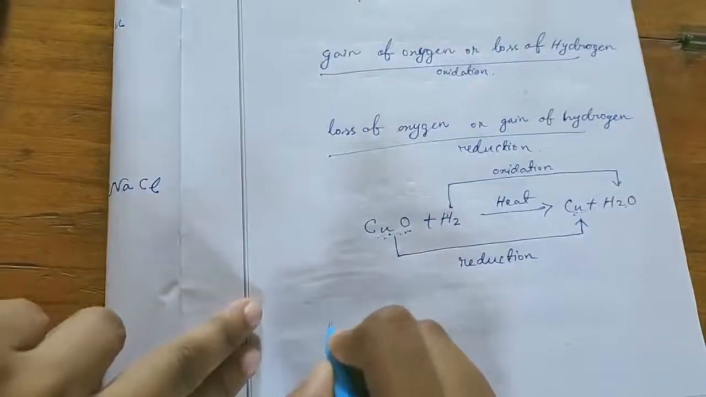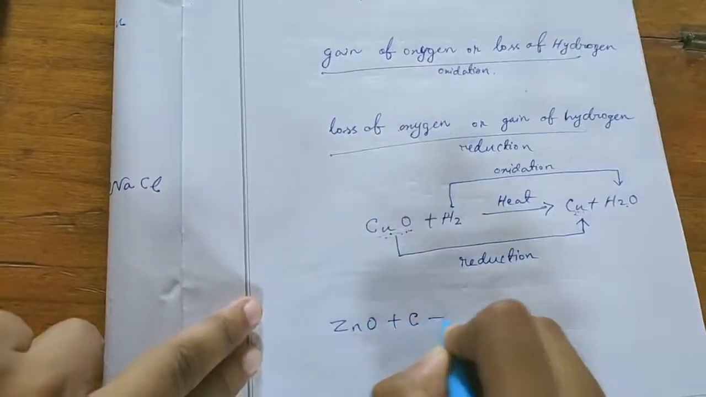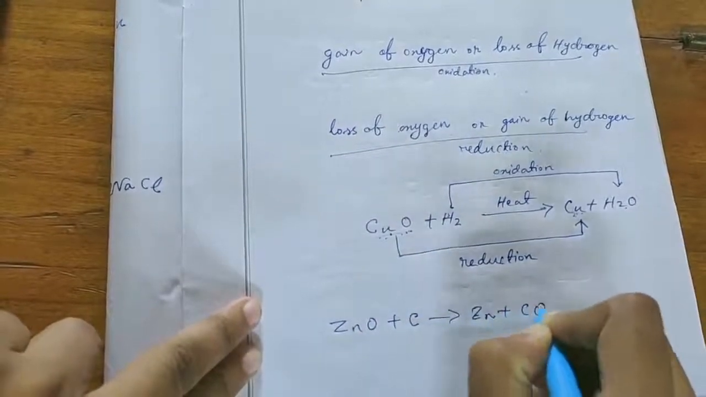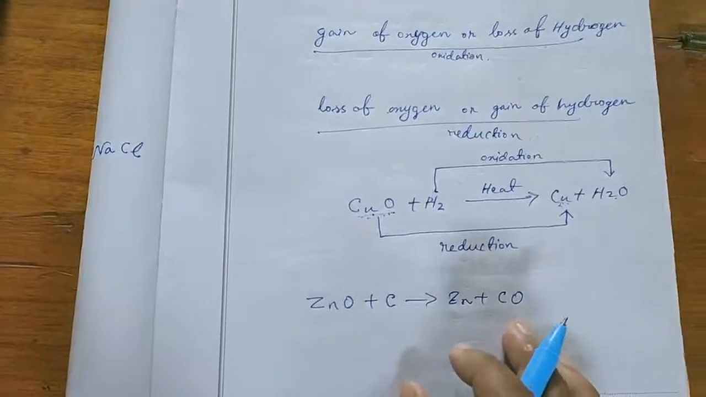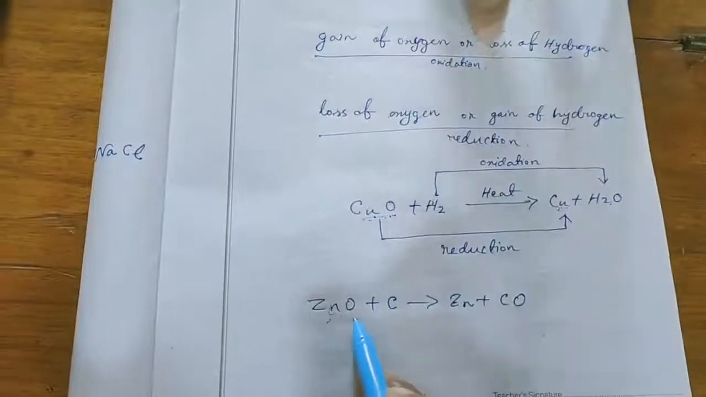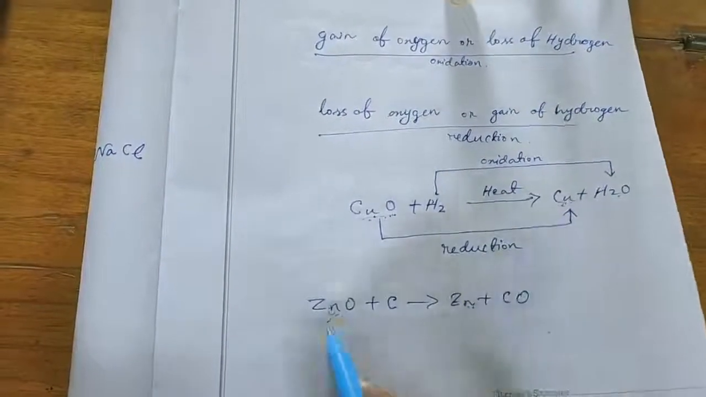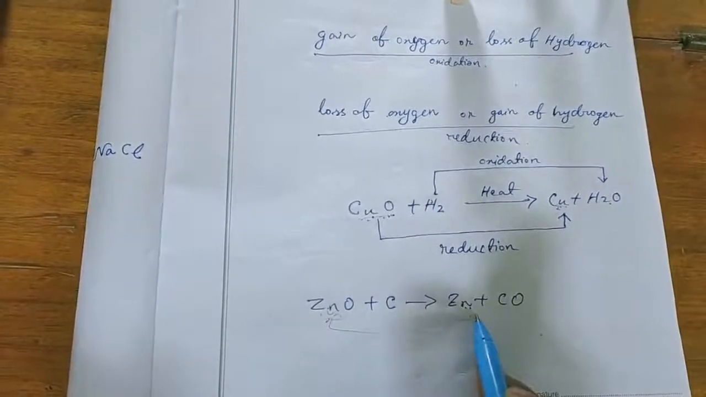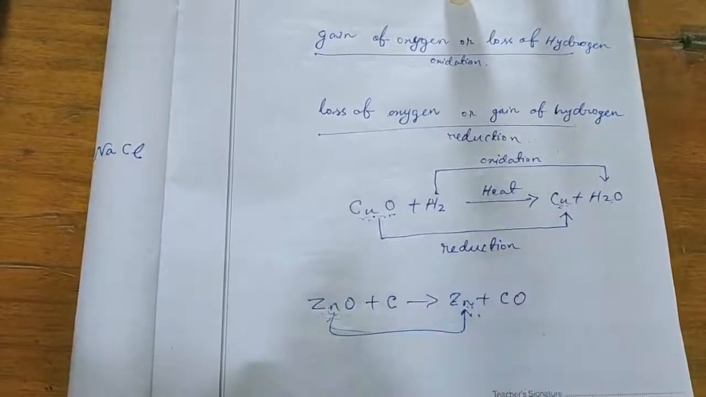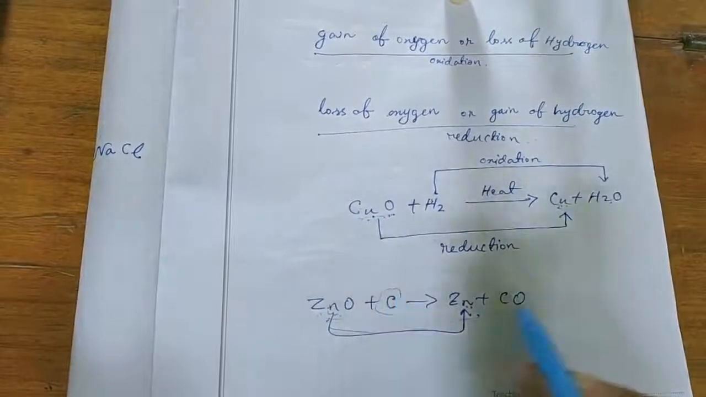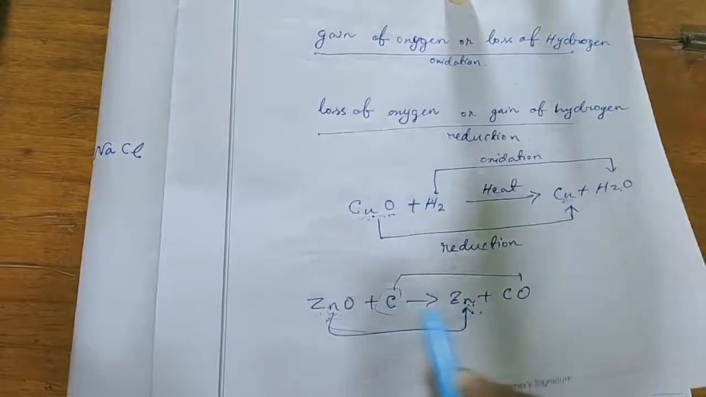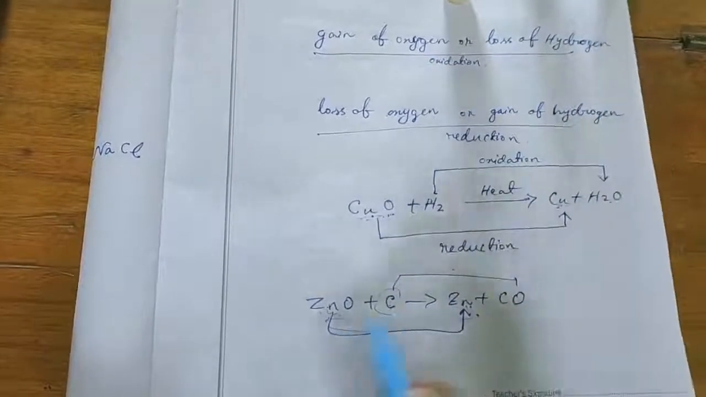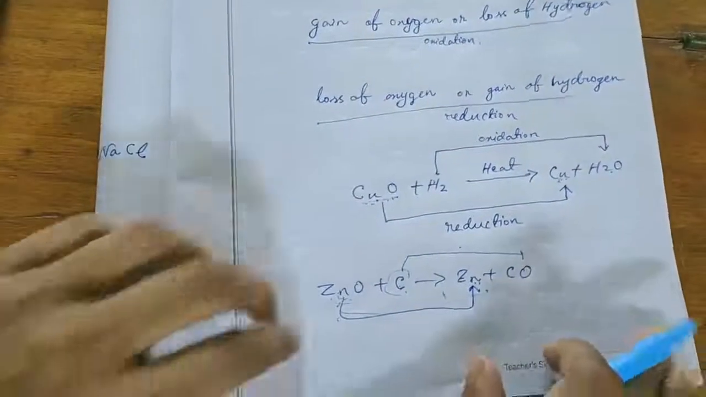Now other examples are ZnO plus C becomes Zn plus CO. This is also a redox reaction, because ZnO was there, then it becomes Zn. What does it mean? Oxygen is lost. So this is reduction. Then there was only C, then it becomes CO. This means this is oxidation, because oxygen is added to C. So this is also a redox reaction.